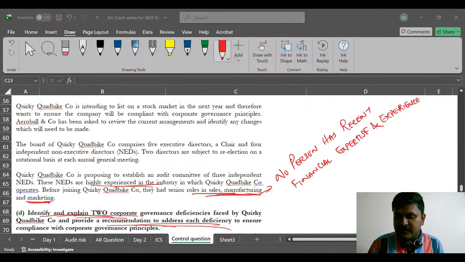And I hope the session was helpful for you. To wind up this particular session, we have discussed the internal controls. So day 1 was audit risk, day 2 was on internal controls, and day 3 will be focusing on substantive procedures and reporting.